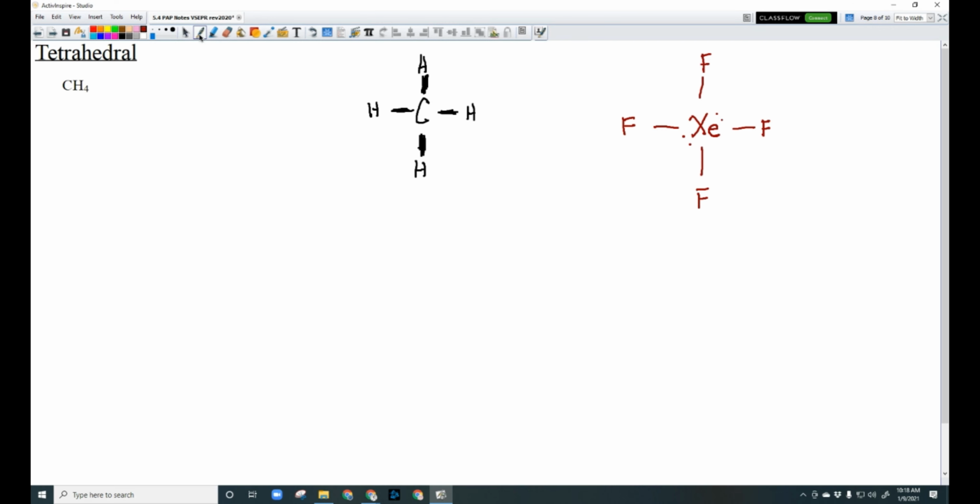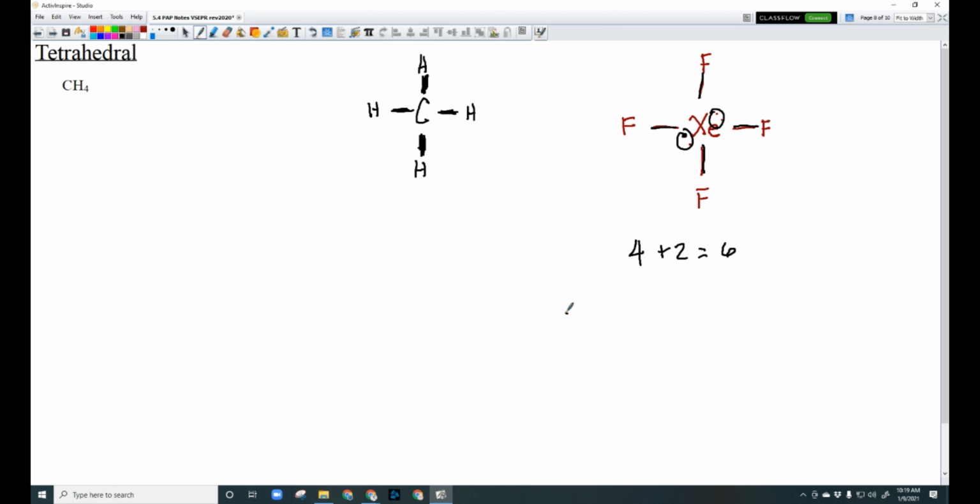Okay, so again, we're going to count how many sigma bonds. 1, 2, 3, 4 sigma bonds. How many lone pairs? Well, we have 1 here and 1 here, so that's going to be 2 lone pairs. So that's going to be a steric number of 6. Well, this is where we get into the expanded d orbital octet. So we need 6 hybridized orbitals.